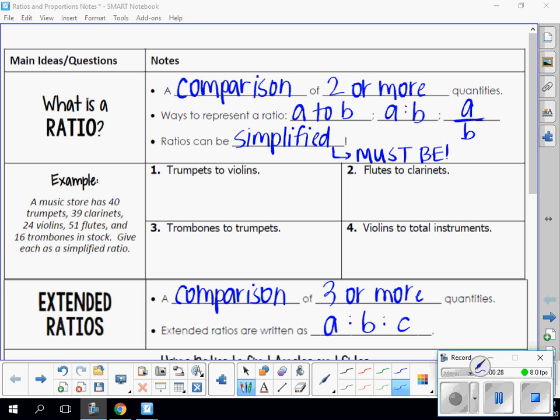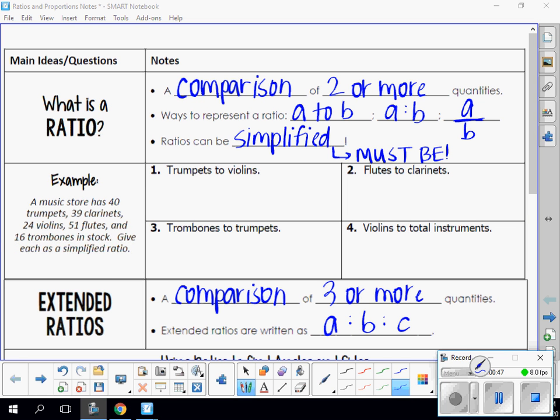We can do A to B, so we can write the word to. We can do A colon B, which just would be read as A to B, or we could do A over B, which would be read as A to B as well. So the 2 is the comparison of those two quantities in between there. Ratios can be simplified. In fact, they must be simplified.